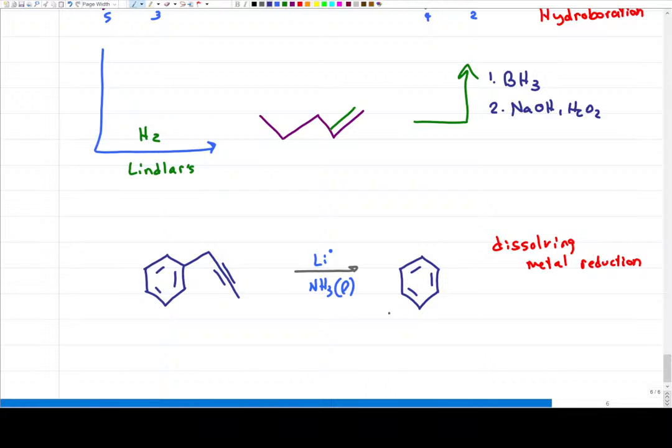I redraw my chain exactly as I see it. I have 4 carbons, 1, 2, 3, 4. Trans at the pi bond here between carbons 2 and 3. 1, 2, 3, 4. Excellent. And that's my final product.